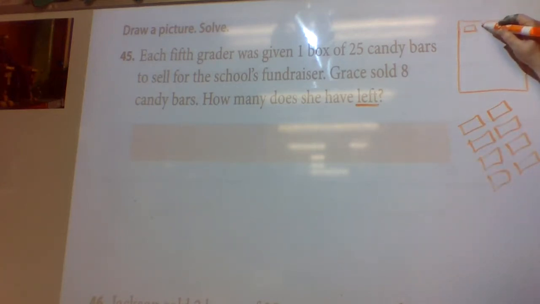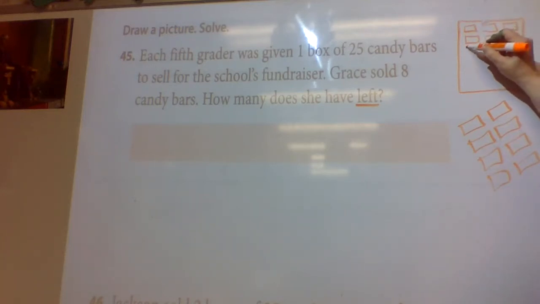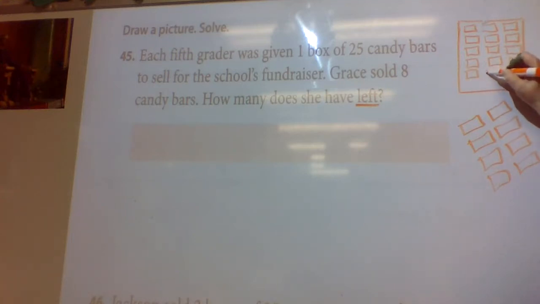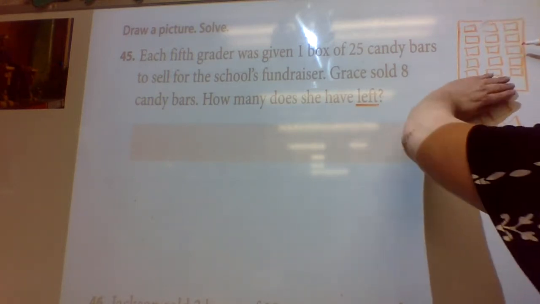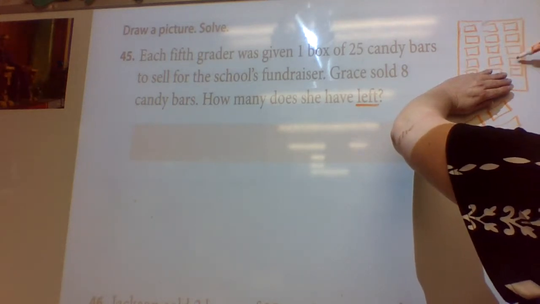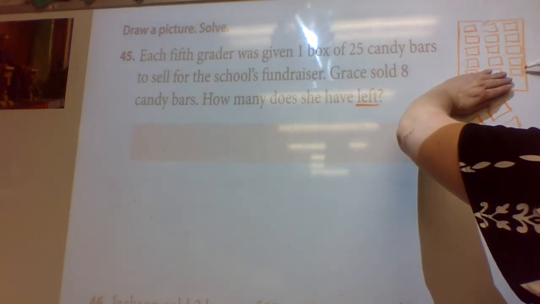9, may have to 10, 11, 12, 13, 14, 15, 16, 17, 18, 19, 20, 21, 22, 23, 24, 25. Okay, so how many are here then? There's 1, 2, 3, 4, 5 rows of 3. That's 15. 5 times 3 is 15.